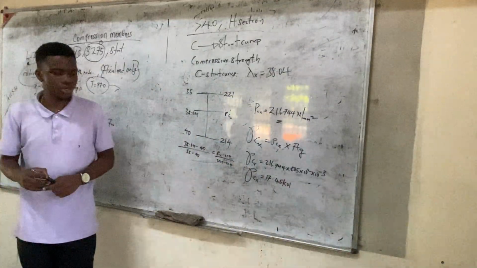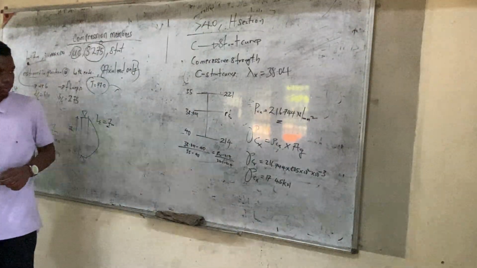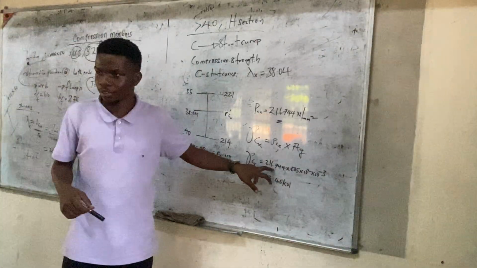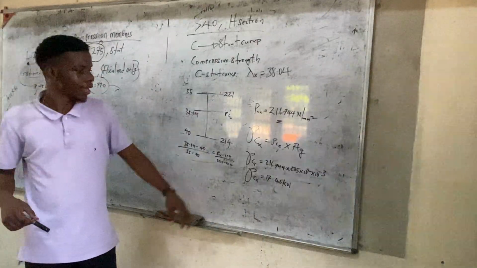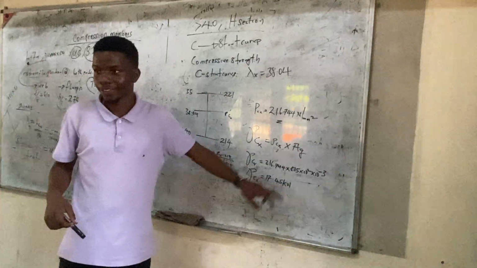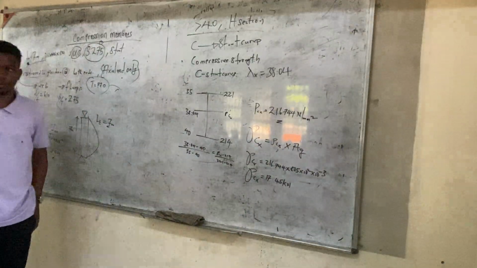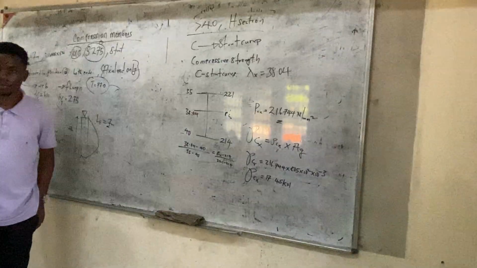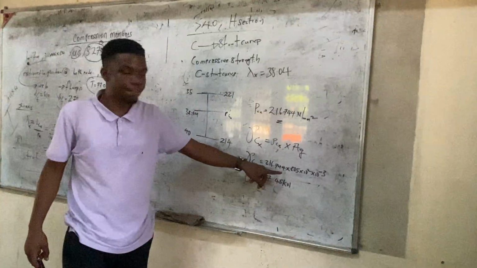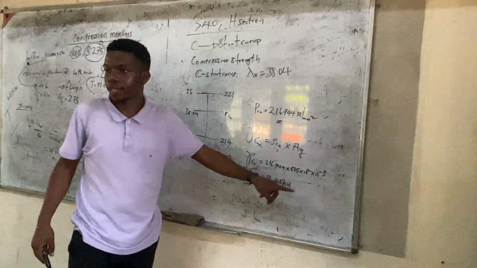Are you sure? Okay, let's come again. 216.744 times 805 times 10 squared. It's correct.